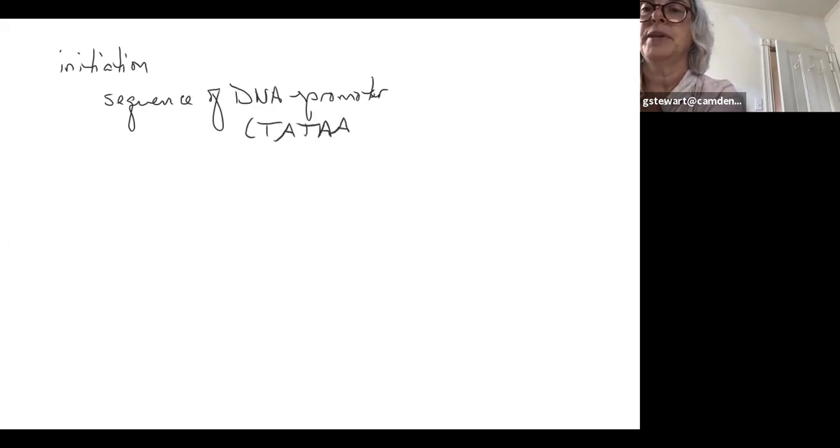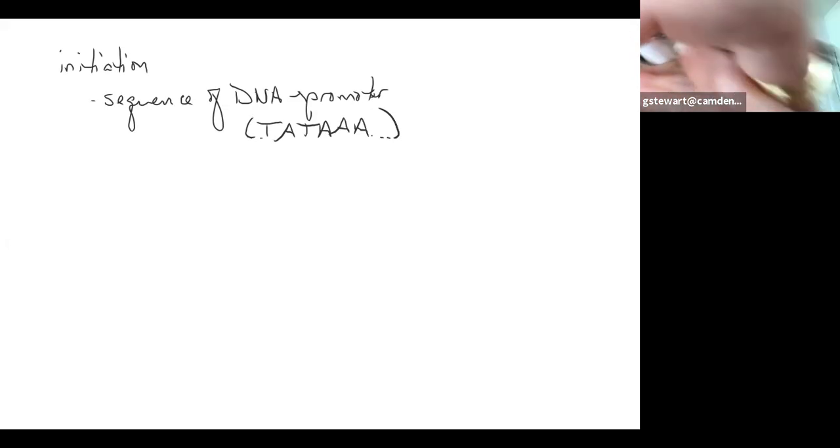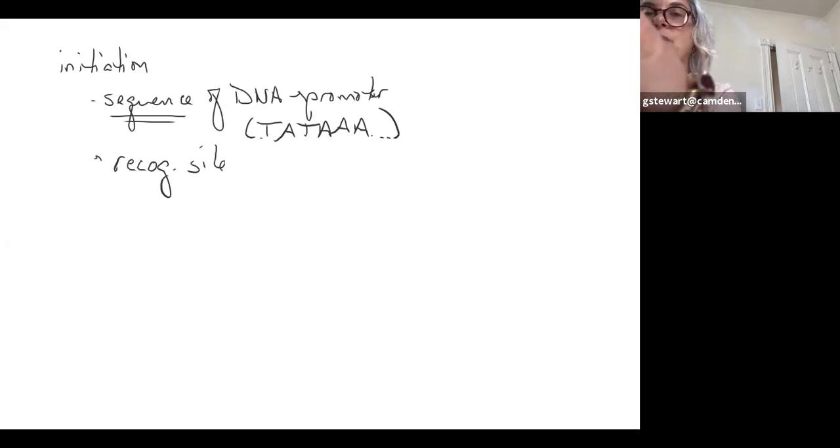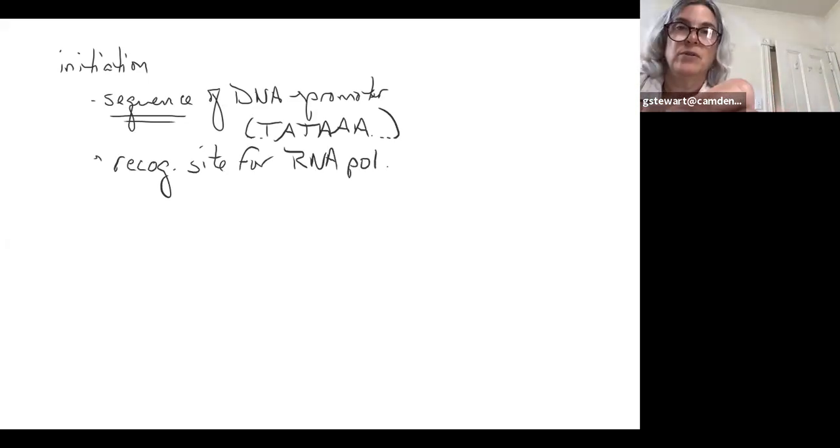So the key important features to initiation involve a special sequence of DNA that we call the promoter. And one of the most famous promoters is called a TATA box, because that's its sequence, 3' to 5', right? T-A-T-A-A-A. This sequence is super important because it is the recognition site for RNA polymerase to know where to begin to get started.